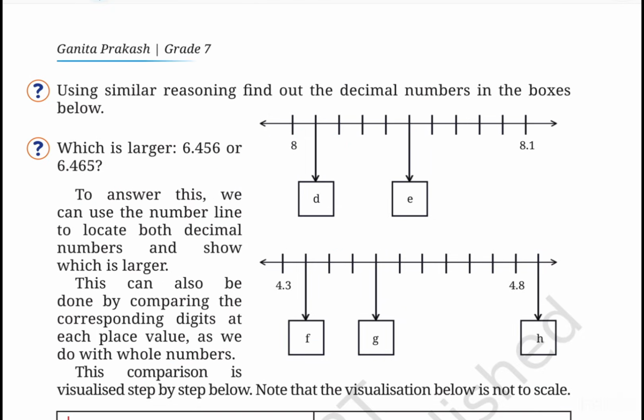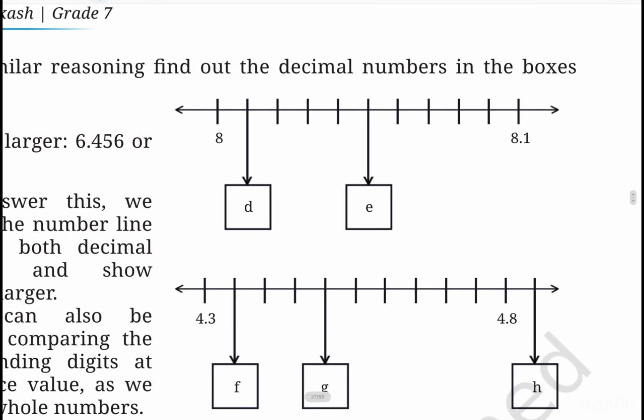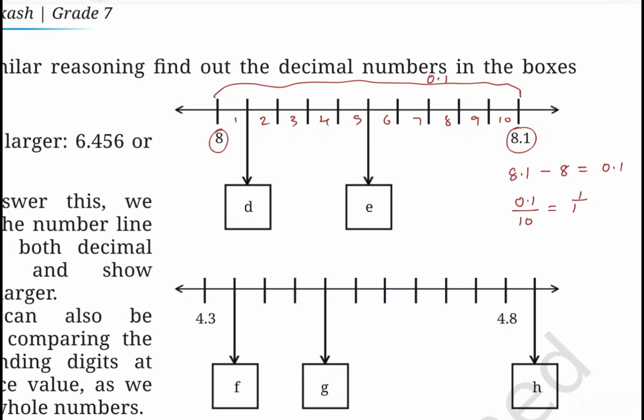Using similar reasoning, find the decimal numbers in the boxes below. First we have from 8 to 8.1 divided into 1, 2, 3, 4, 5, 6, 7, 8, 9, 10 parts. So 8.1 minus 8 is equal to 0.1, divided by 10. 0.1 is 1 by 10. Again divided by 10, we get 1 by 100. So that is equal to 0.01.